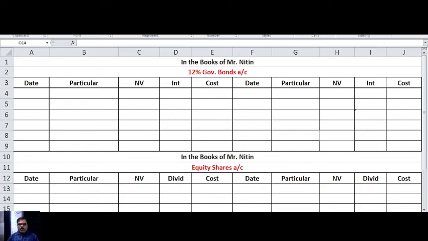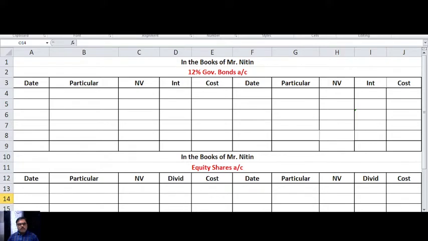Students, today I'm going to take one problem on investment accounting. In that problem, you will find investment in bonds as well as investment in equity shares. That means both parts are included in this problem. So you will be able to understand how to prepare the 12% bond account as well as the equity shares account in one person's books, and that is Nidhi.